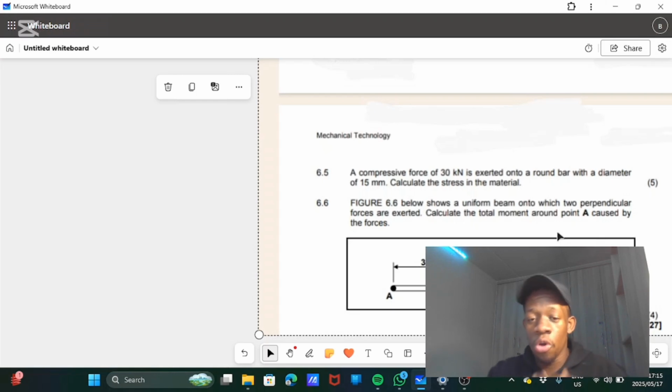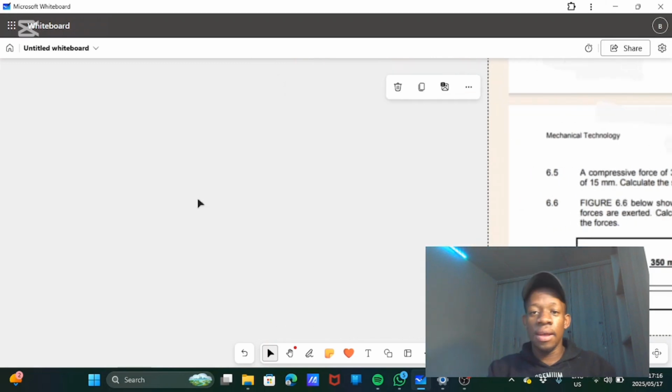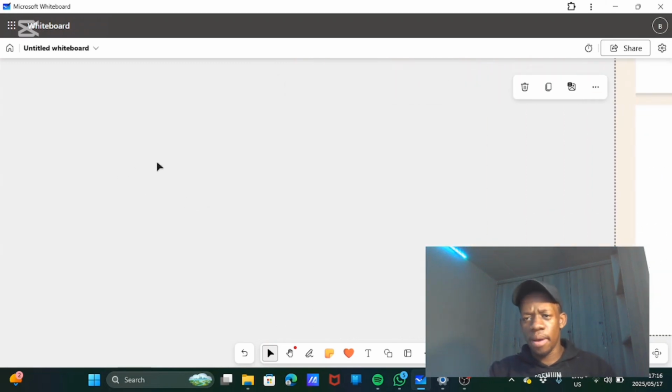Okay, before we calculate, this question wants me to introduce one topic that I haven't talked about yet. So let's take the topic first, then we do the calculation. So we have stress, which can apply to a round bar and a square bar. When you're calculating for a square bar, it doesn't take that much.